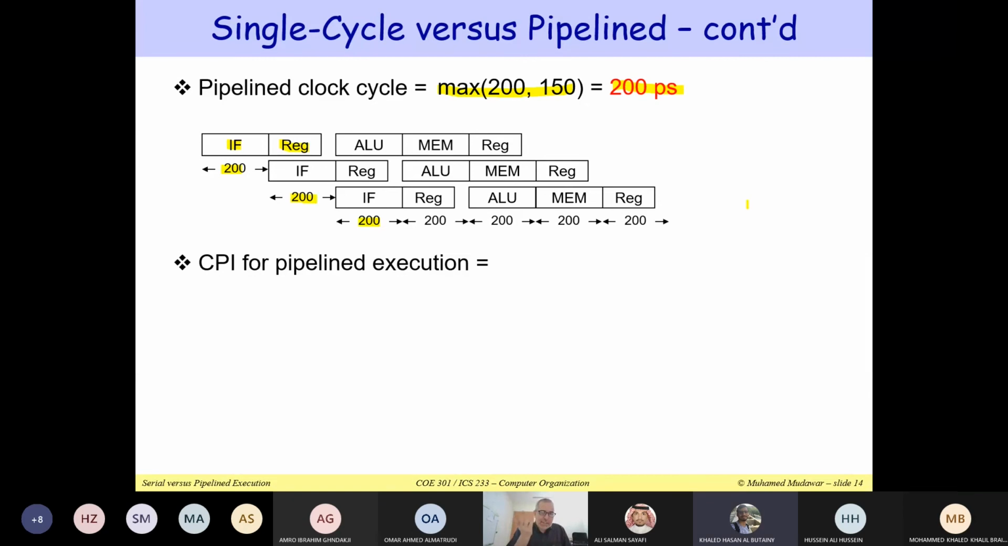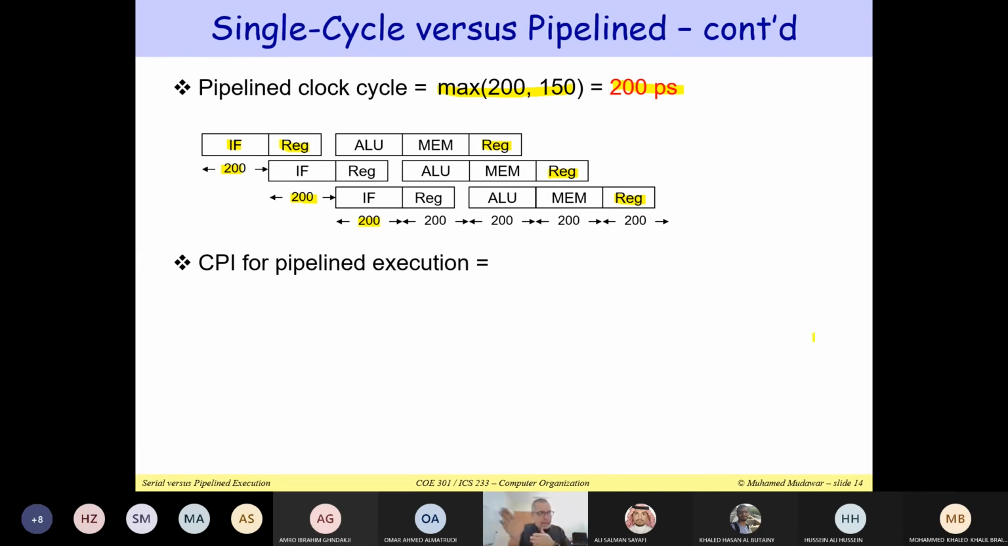Well, 200 picoseconds is the cycle. So the cycle is 200 picoseconds. Therefore, I can complete one instruction every cycle. After we have finished the first instruction, notice that it writes its result into the register file. We can complete the next one, and the next one. So one instruction is completed every cycle.